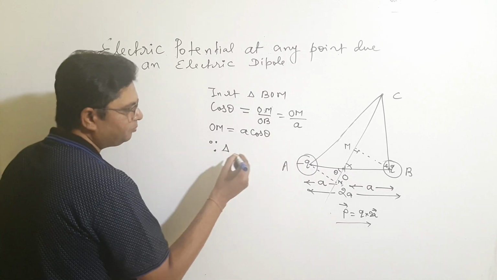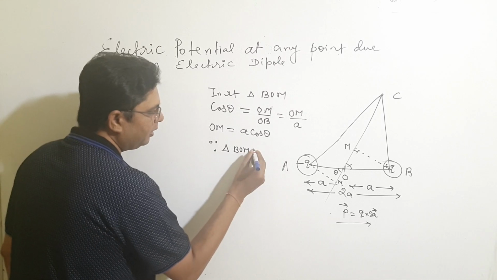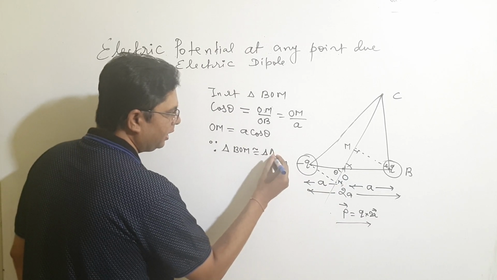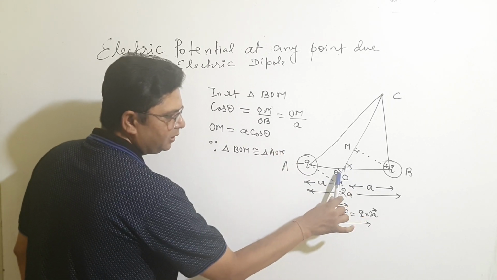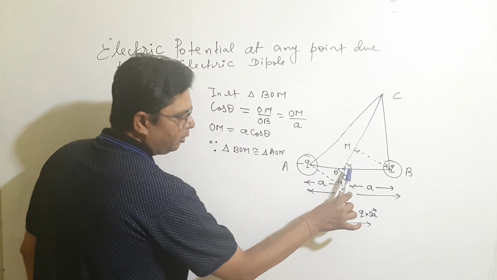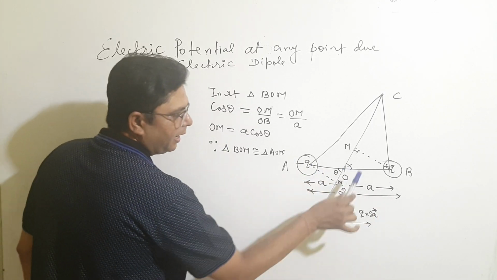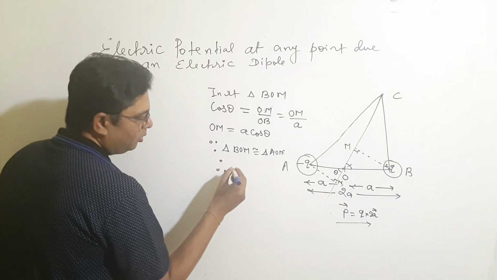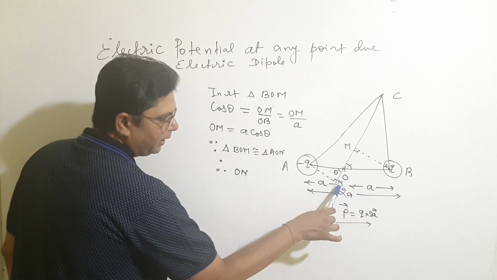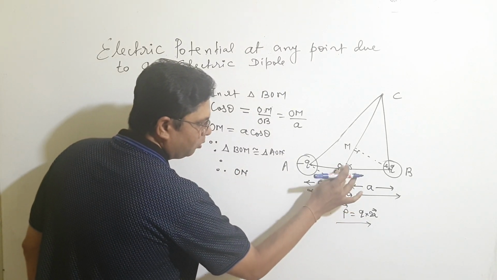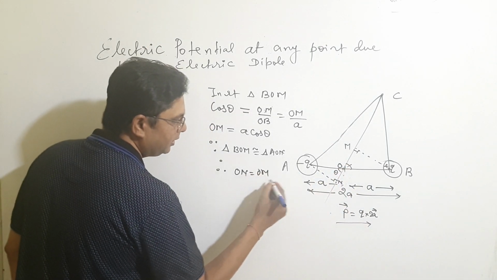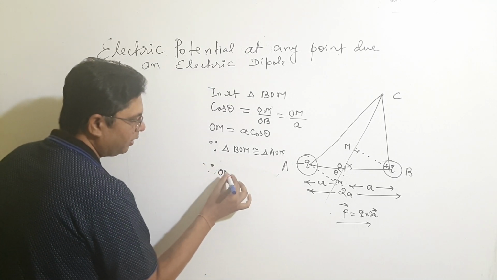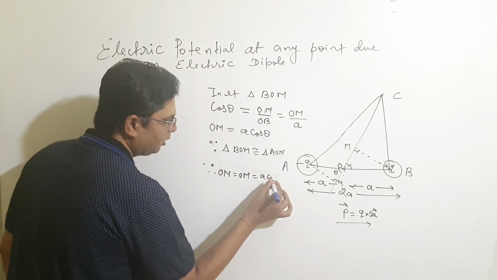Since triangle BOM is congruent to triangle AON, because these are vertical opposite angles, OA and BO are the same, A, and there is a 90 degree angle. So by RHS both are congruent. Therefore ON equals OM, which equals A cos theta.